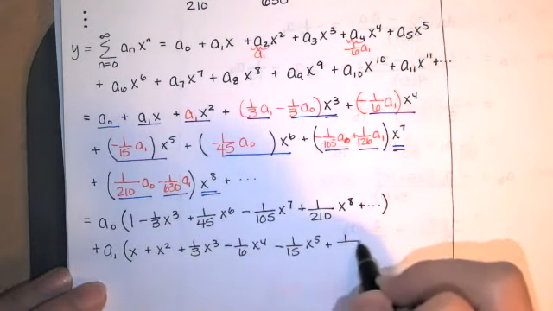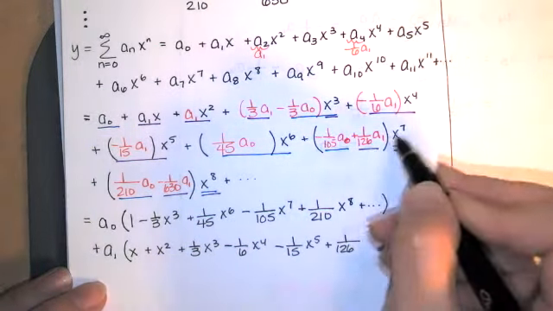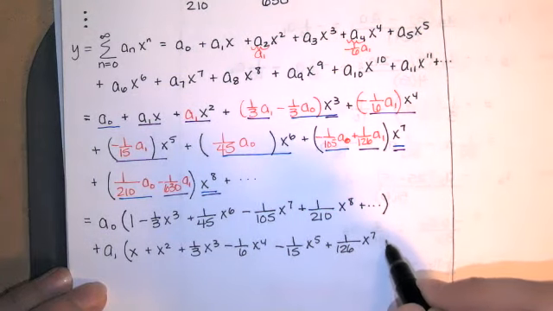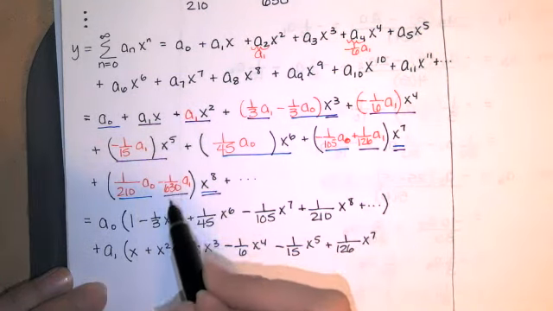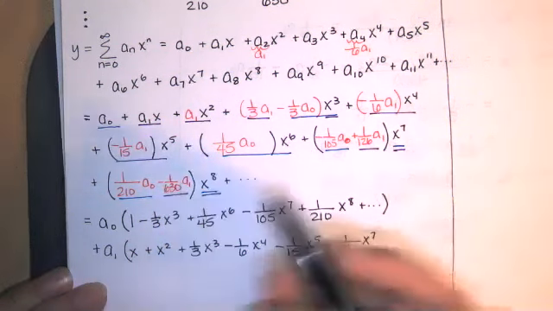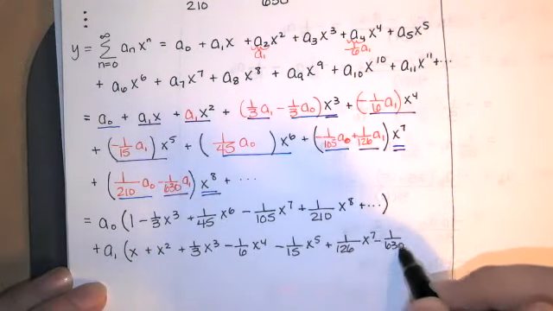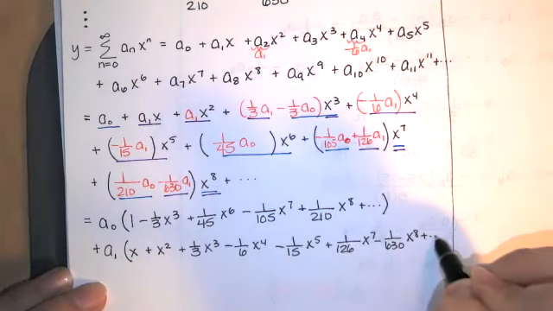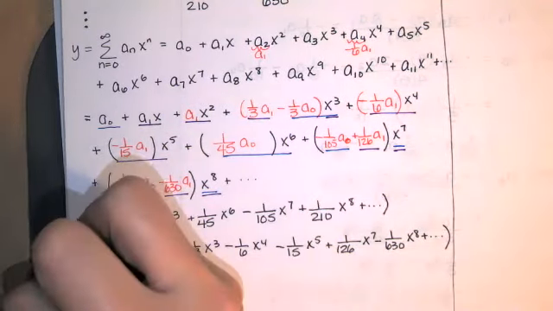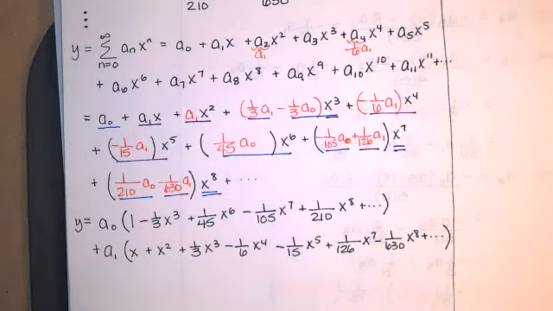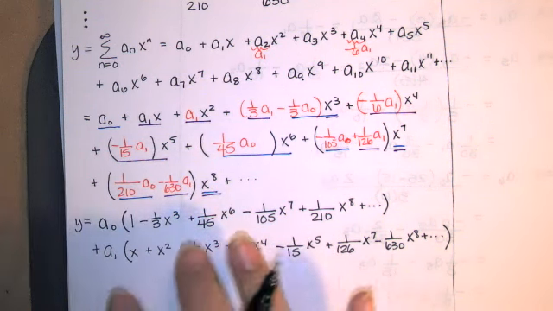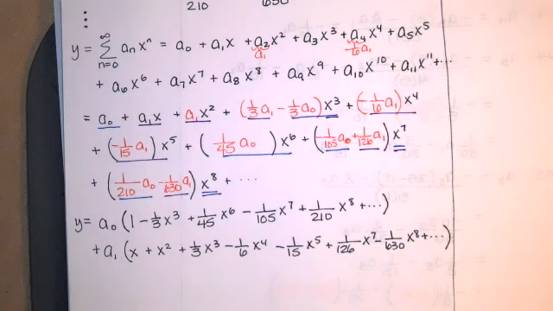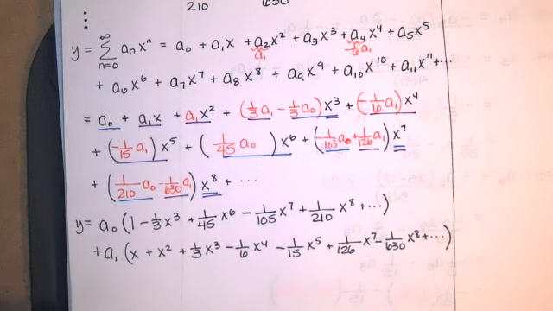So then I've got 1/126 times a sub 1 times x to the 7th plus, or actually minus, this 1/630 times x to the 8th plus higher order terms. Now that is our general solution, because we've got a constant times the first infinite series solution centered at 0, plus a constant times the second infinite series solution centered at 0 is equal to y. So that's our general solution.